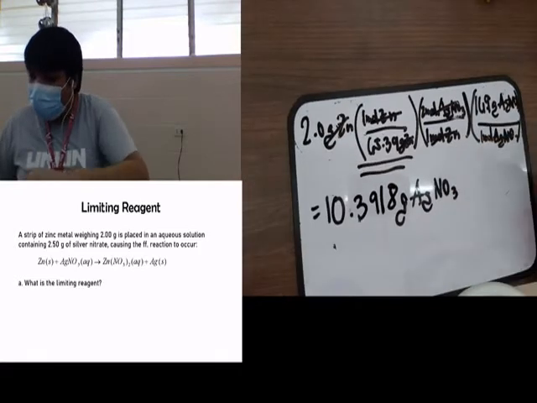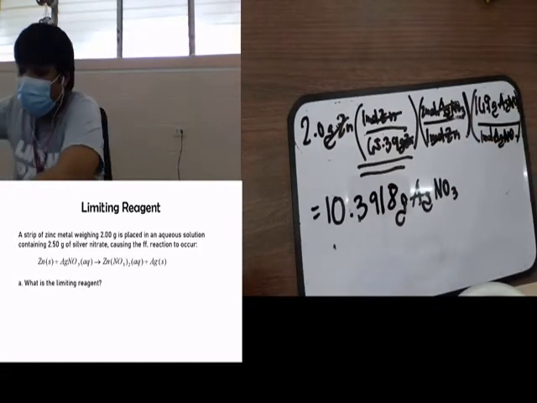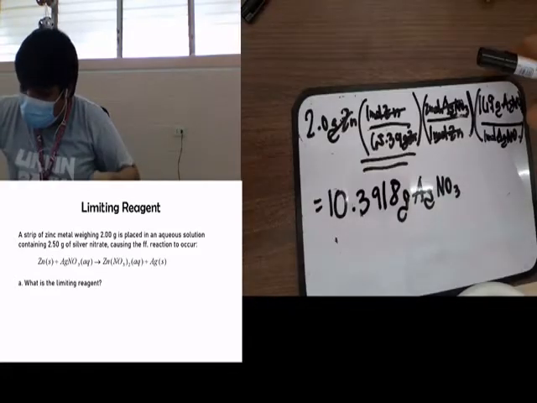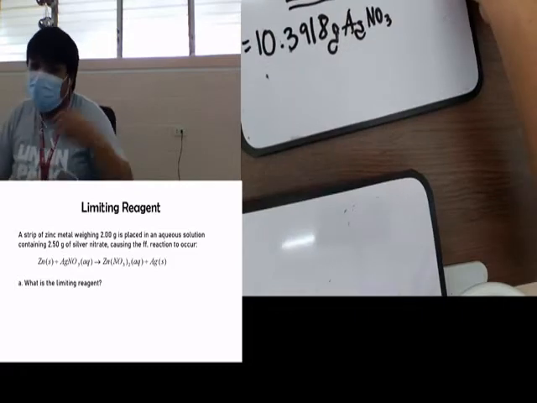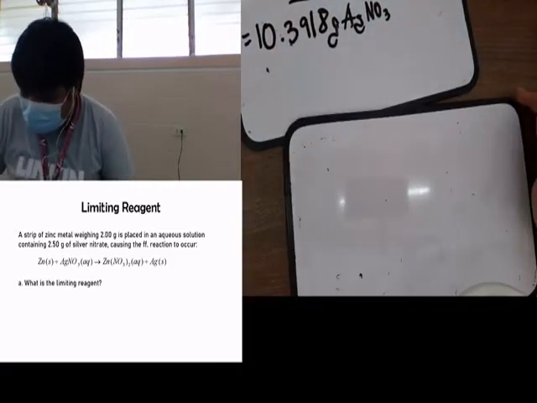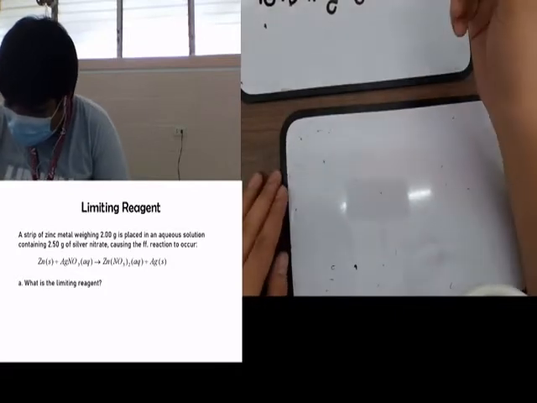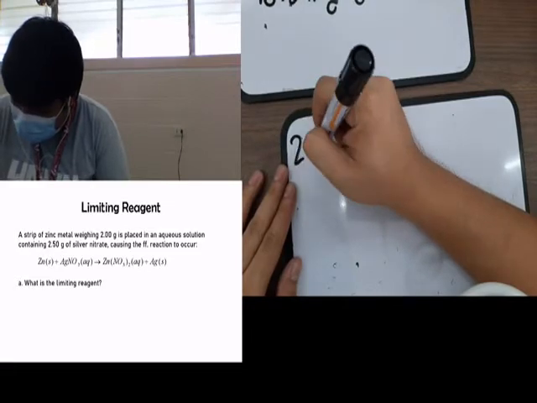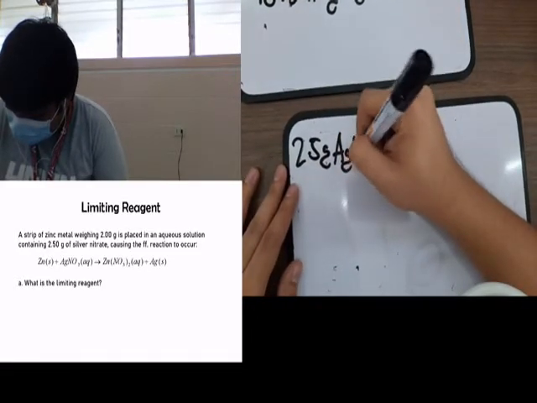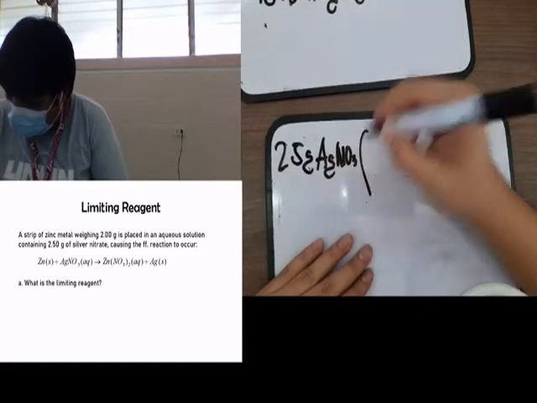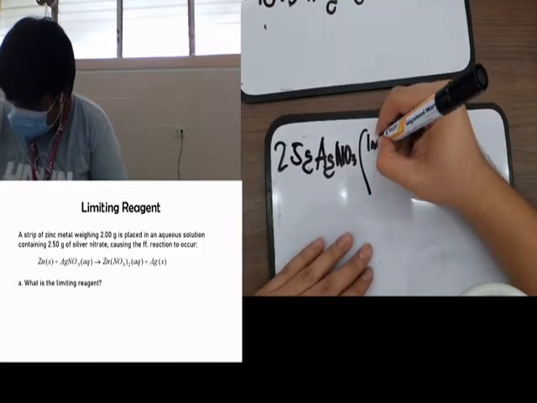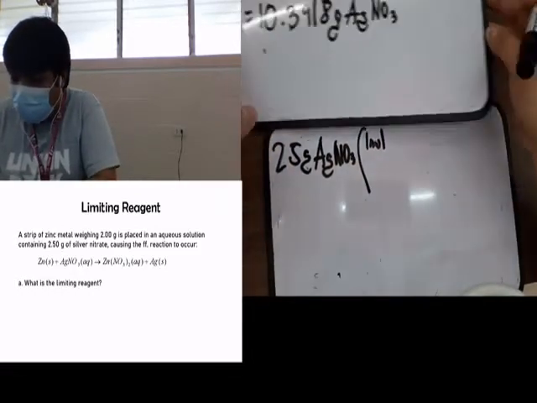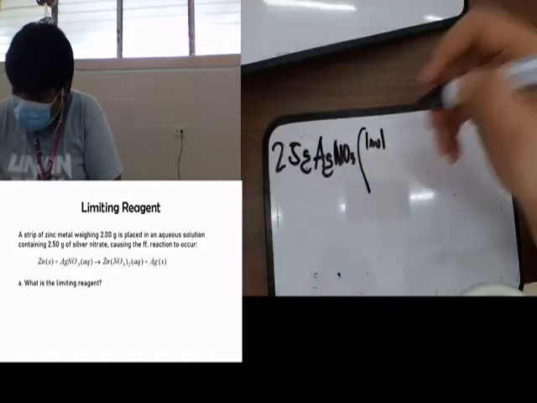Now we do the same process for silver nitrate. From the 2.5 grams of silver nitrate, we get the amount of zinc needed. So we have 2.5 grams of silver nitrate. Again, we convert this to moles. It's just the reverse of what we did previously. So 1 mole.